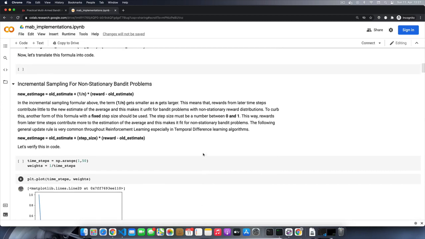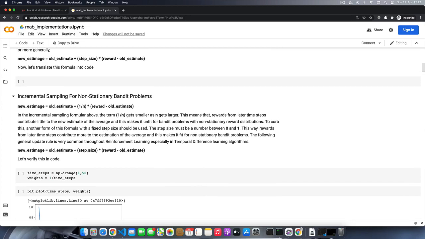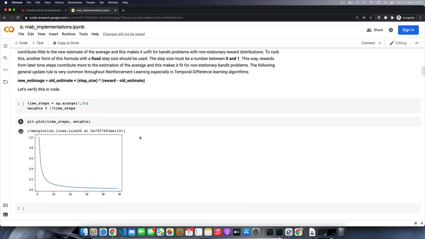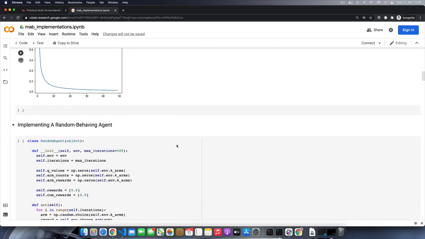I show you two techniques, one that uses a fixed step size and one where it is dependent on how many times each arm has been sampled. I show you a graph to let you understand the impact of the fixed step size, especially on multi-armed bandit problems where the reward distribution is dynamic, so it's not stationary, and it changes over time. This incremental sampling technique helps you capture the dynamism in such environments.